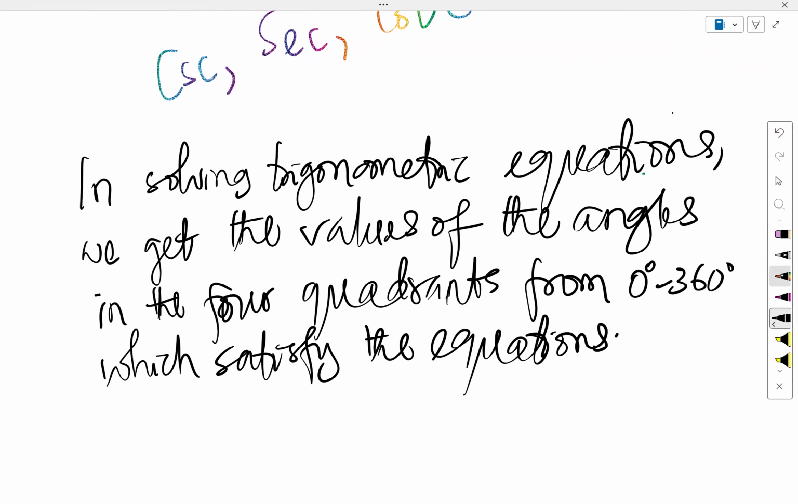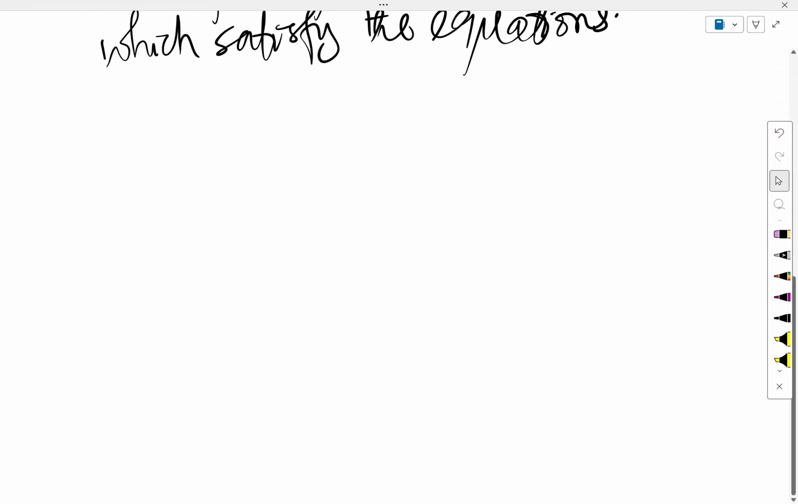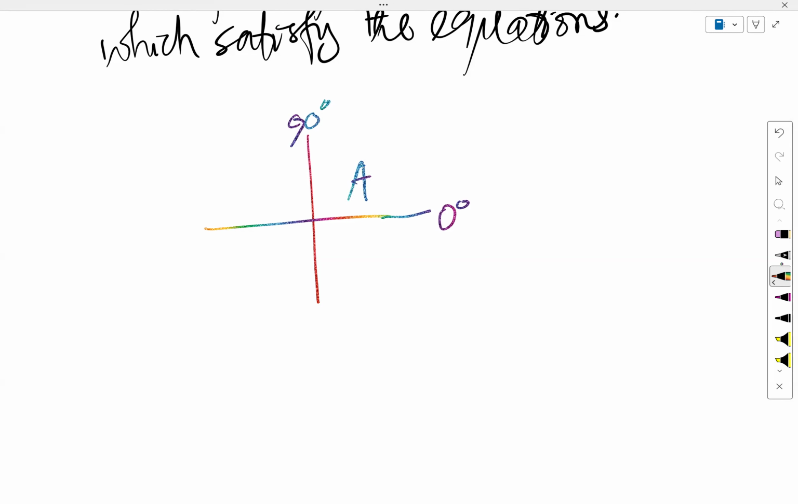Of course, in case you've forgotten the four quadrants, I'll just remind you that in the first quadrant, from 0 degrees to 90 degrees, all trig ratios are positive. Sine, cos, and tangent, and all the reciprocals are positive. Then from 90 degrees to 180 degrees, in the second quadrant, only sine is positive, and of course, cosec will be positive too, being the reciprocal of sine. But cosine and tangent are negative, and of course, so are their reciprocals.